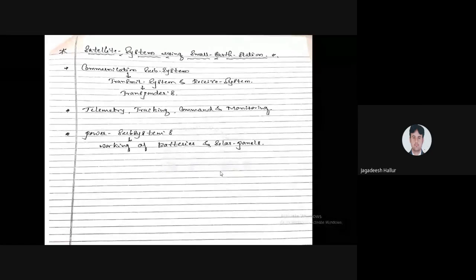Command is when you want to perform some operations by sitting at the Earth station and give a command to the particular satellite, and that command is executed. Finally, when execution is done, it is reported back to the Earth station itself, to be monitored by sitting at the Earth station.